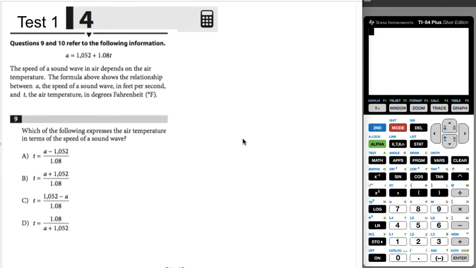All right, this is SAT prep, and we are doing test one, section four. So for 9 and 10, we're going to refer to the following. A equals 1052 plus 1.08T.